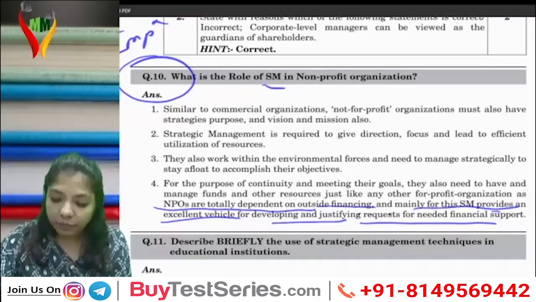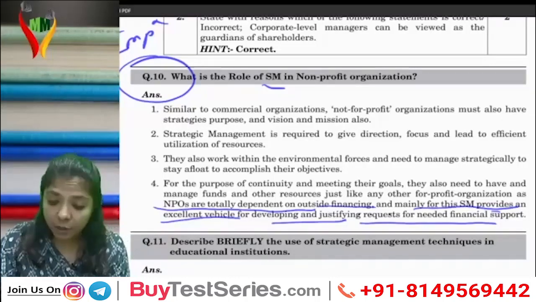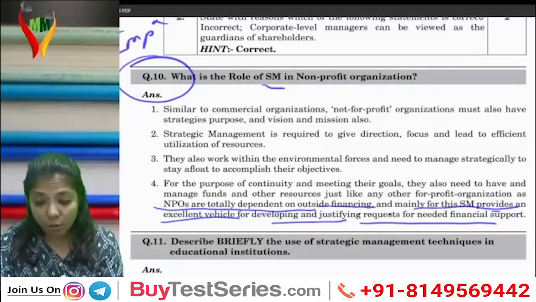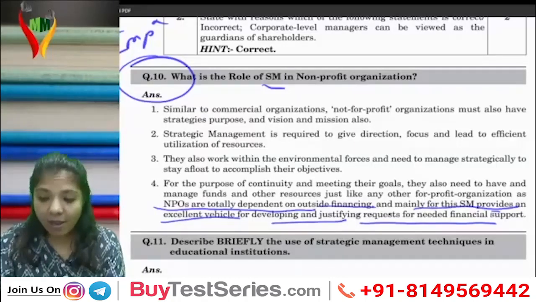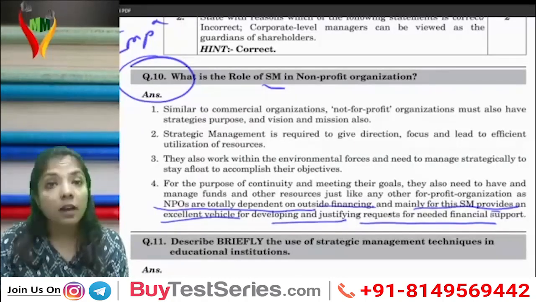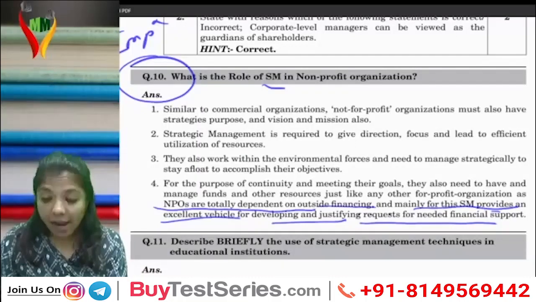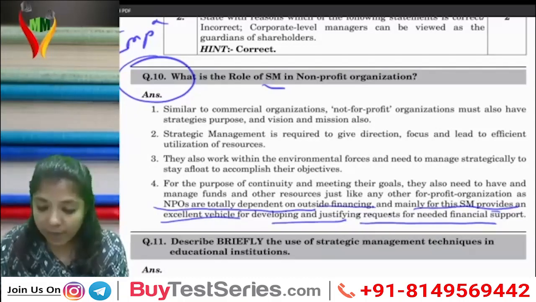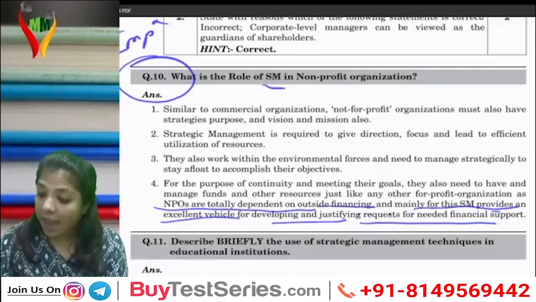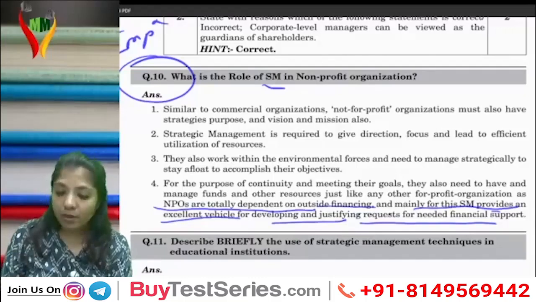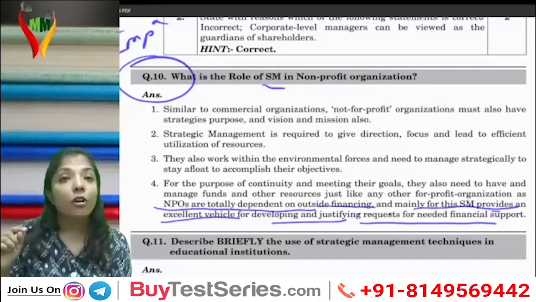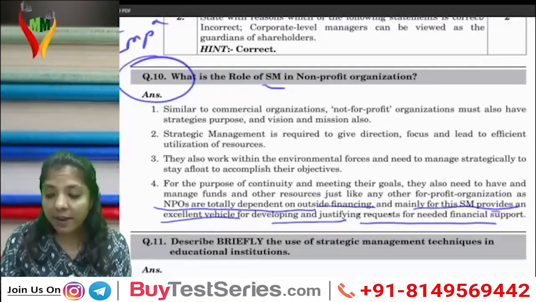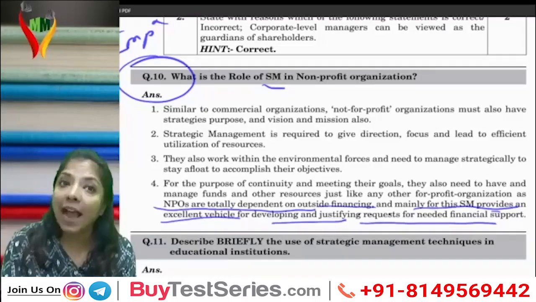And fourth point, for the purpose of continuity and meeting their goals, they also need to have and manage funds and other resources just like any other for-profit organization, as NPOs are totally dependent on outside financing, and mainly for this SM provides an excellent vehicle for developing and justifying requests for needed financial support.